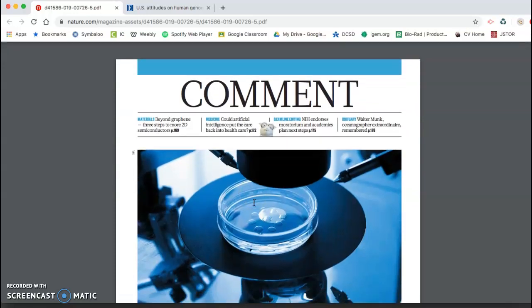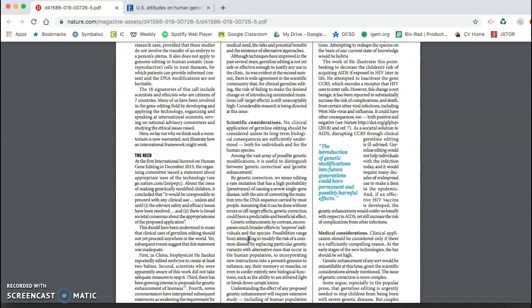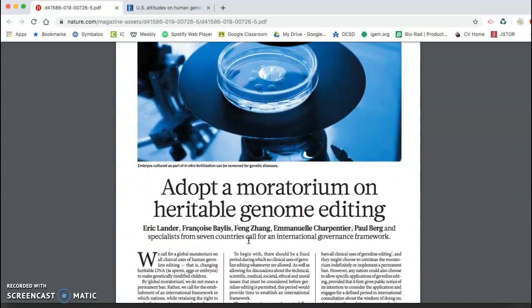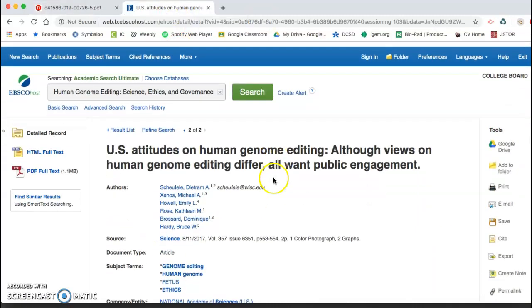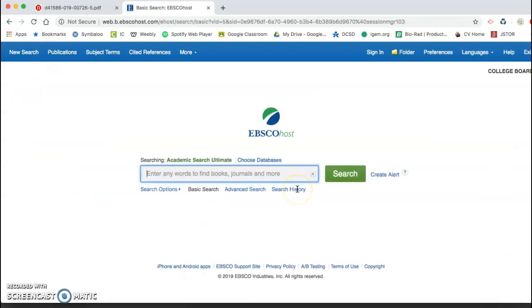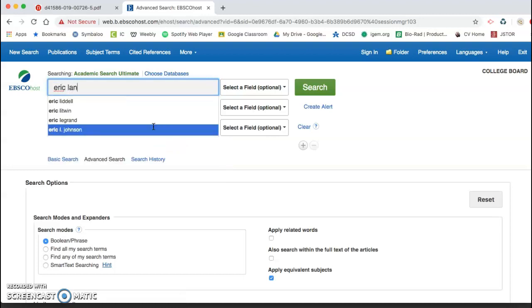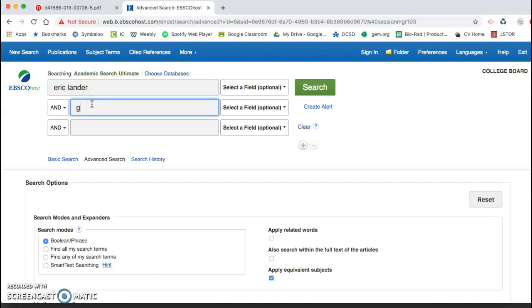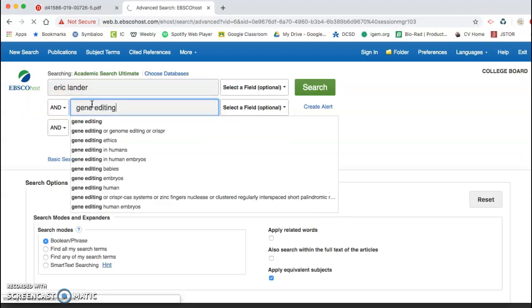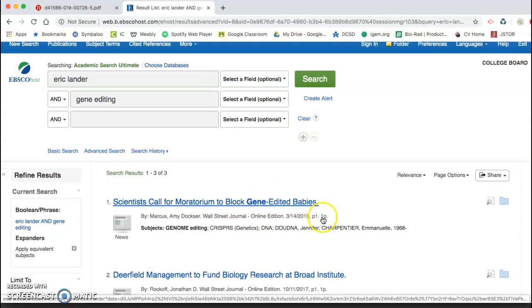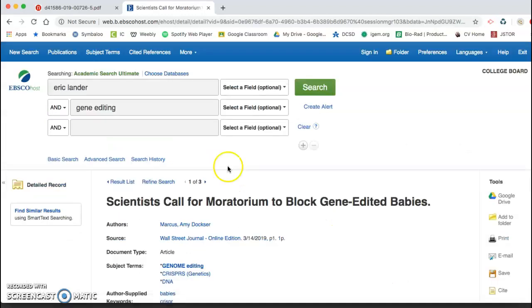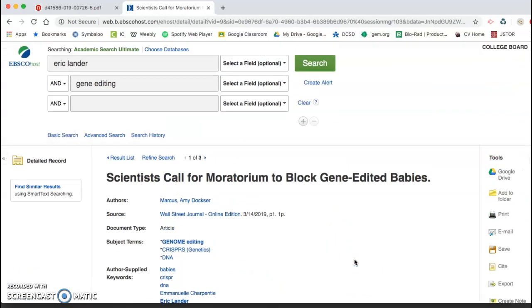You might also look and see, we found an article of people reviewing this. We might look and see, what else has Eric Lander written, right? So he's one of the authors on this, which makes this kind of unique. But let's do an advanced search and see what we can find. If we say Eric Lander, right? And gene editing, something like that. And let's do a search. Scientists call for a moratorium to block gene-edited babies. Okay, that looks like maybe the same deal, right?